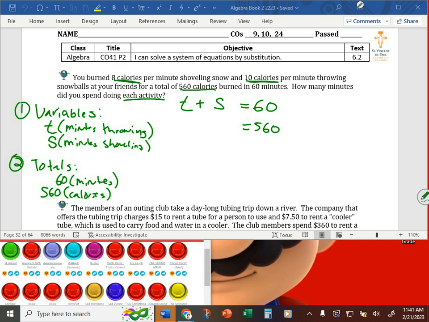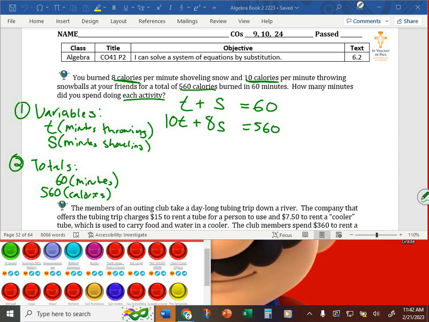We're going to write it as 8S because that's how we're used to seeing it. But 8 calories per minute shoveling. I'm looking backwards too. It's an S, people. It's an S. Okay. But 8 calories per minute shoveling. What's the 10 calories per minute throwing going to look like? What expression is going to represent that, or what term? I bet a lot of people are thinking it. 10T. Not 10S, but 10T, right? 10 calories per minute throwing plus 8 calories per minute shoveling equals 560 total calories.